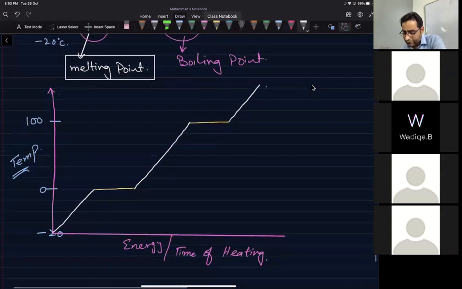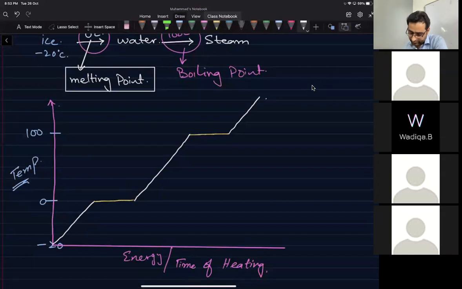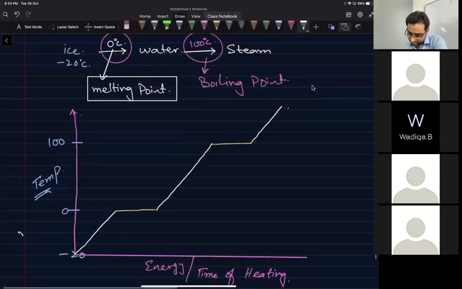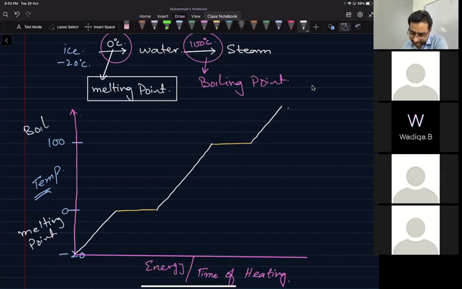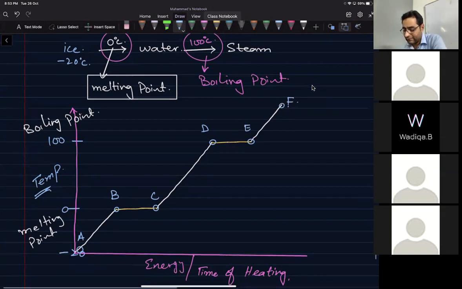When the very first time temperature is constant, this is the melting point. This 0 degrees C is the melting point. And when the second time temperature is constant, this is your boiling point. And these are the different points in the heating curve. This is A. Here we have B. This is C. And then we have D. And next is E. And the last one is F. These are the different points on the heating curve.